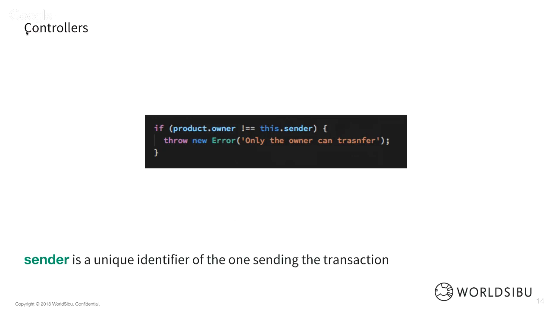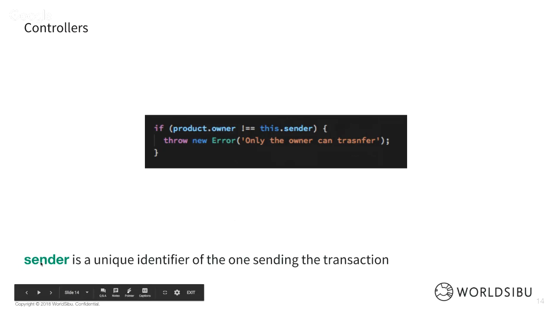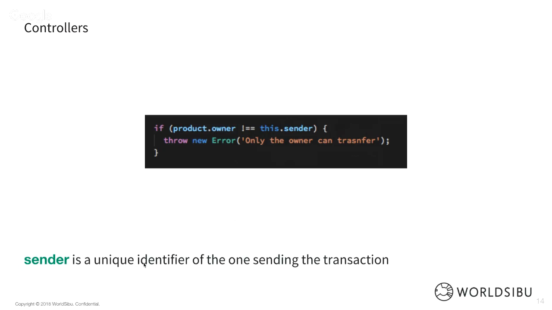Right. So we have the controllers. And the controllers, this is described in the sender property that I mentioned before. This is a unique identifier. It's actually a fingerprint. Technically, it's a fingerprint of the certificate of the entity sending the transaction to the blockchain.